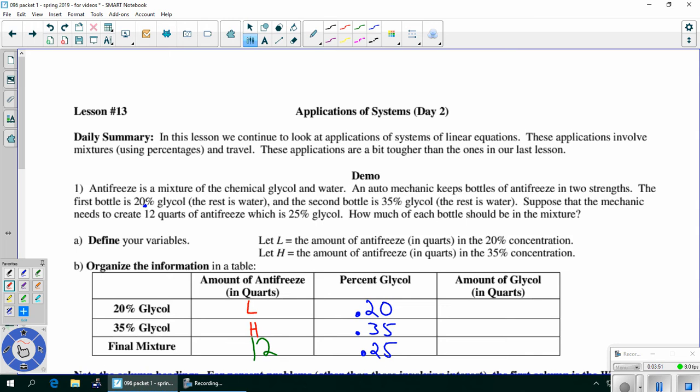Okay, and let's think about that last column. We're looking for the amount of glycol. Okay, suppose that I tell you that I have a 20% glycol solution and it's like I've got 100 quarts of antifreeze.